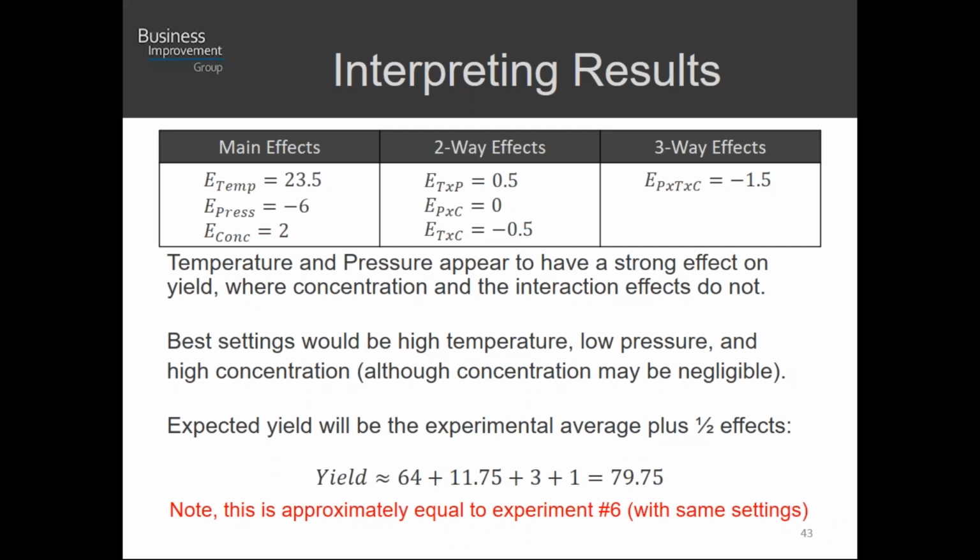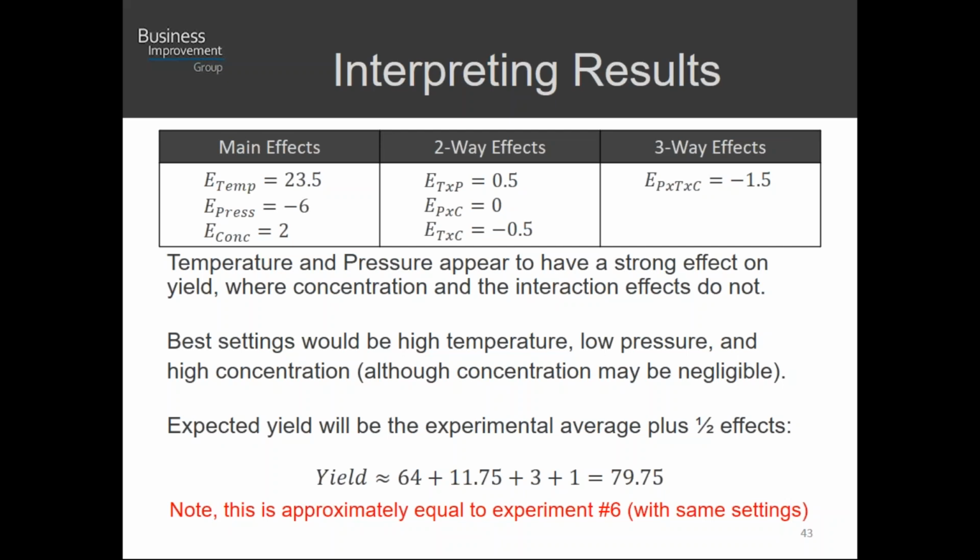Pressure, on the other hand, has a negative effect, but that's okay. That just means I need to go down, right? So if I lower my pressure, I can stand to gain 6% in yield. But if I increase pressure, I would lose the 6%. So we want to decrease so that we can flip the sign of that 6.